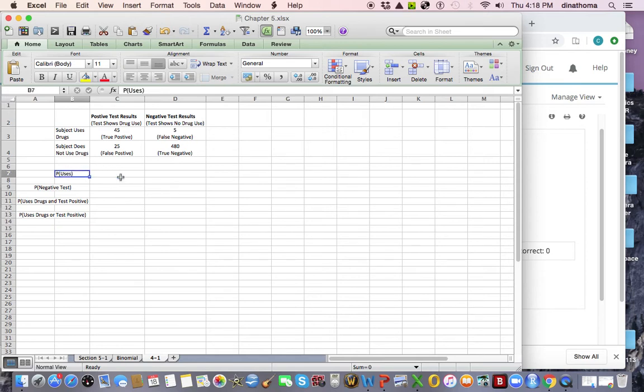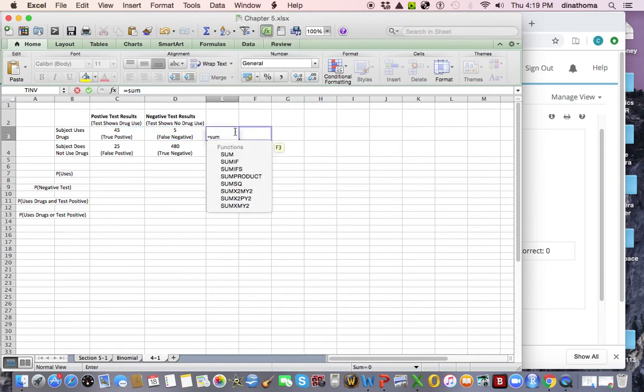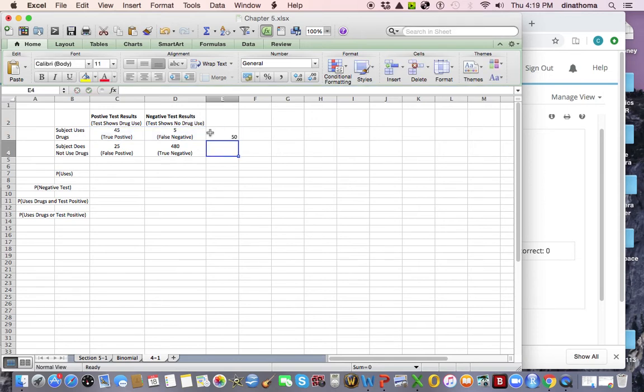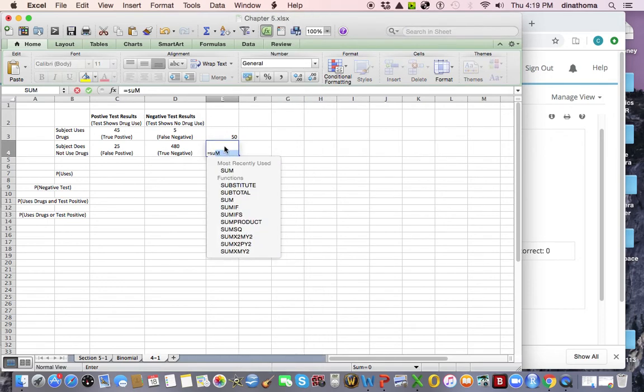So again, to find the probability someone uses drugs, we are looking at this row right here, these two numbers. A quick way to add this row is to go past it and hit the auto sum key. But because I put the words in, the selection doesn't have the numbers in it, so this is not going to work as well. So we're going to just type the numbers in, 45 plus 5. If you don't put the words in, you can just do what I was showing, but because I put the words in, you can't. So then equals the sum of 25 plus 480.